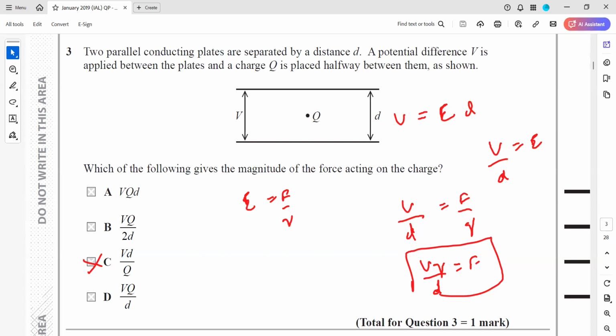Sorry, VQ divided by D matches with option D, not C. Because D is V into Q divided by D.